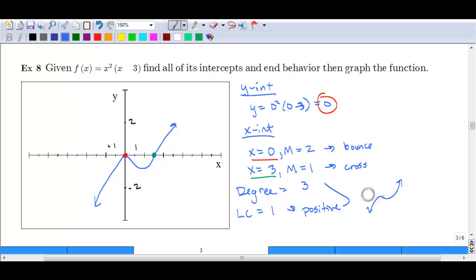It had degree 3, so it's going to look like this because our lead coefficient was positive. So we're again increasing, we bounce at that first point and then go back down and then back up again and cross through the x-intercept of 3.